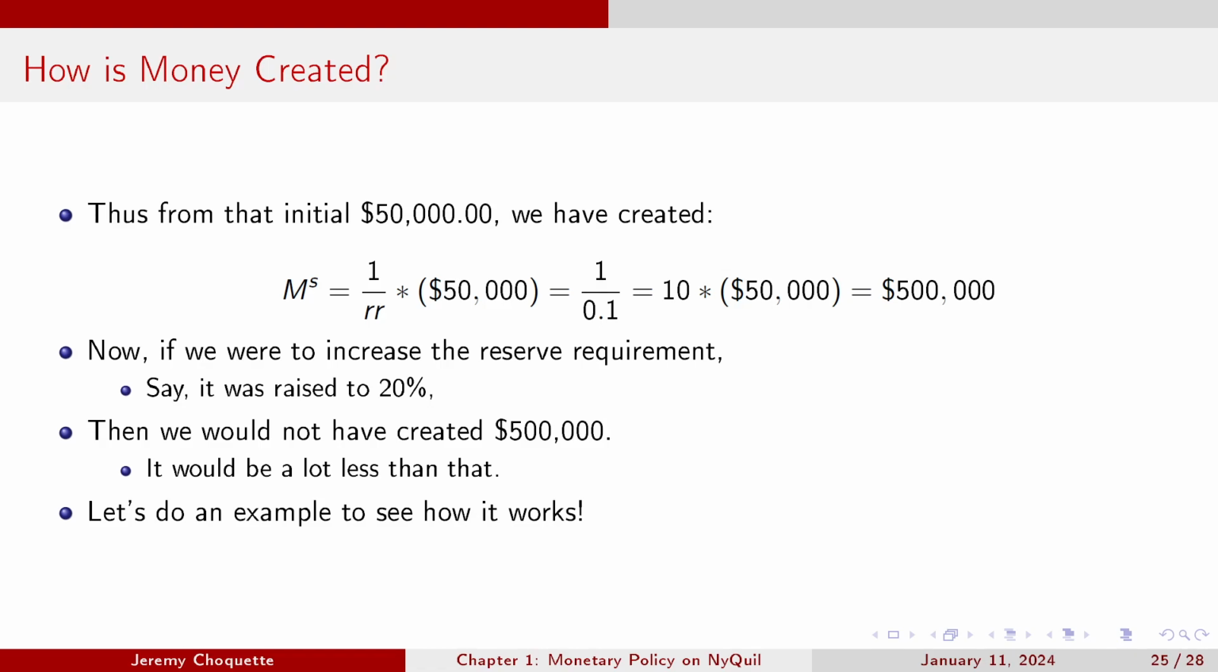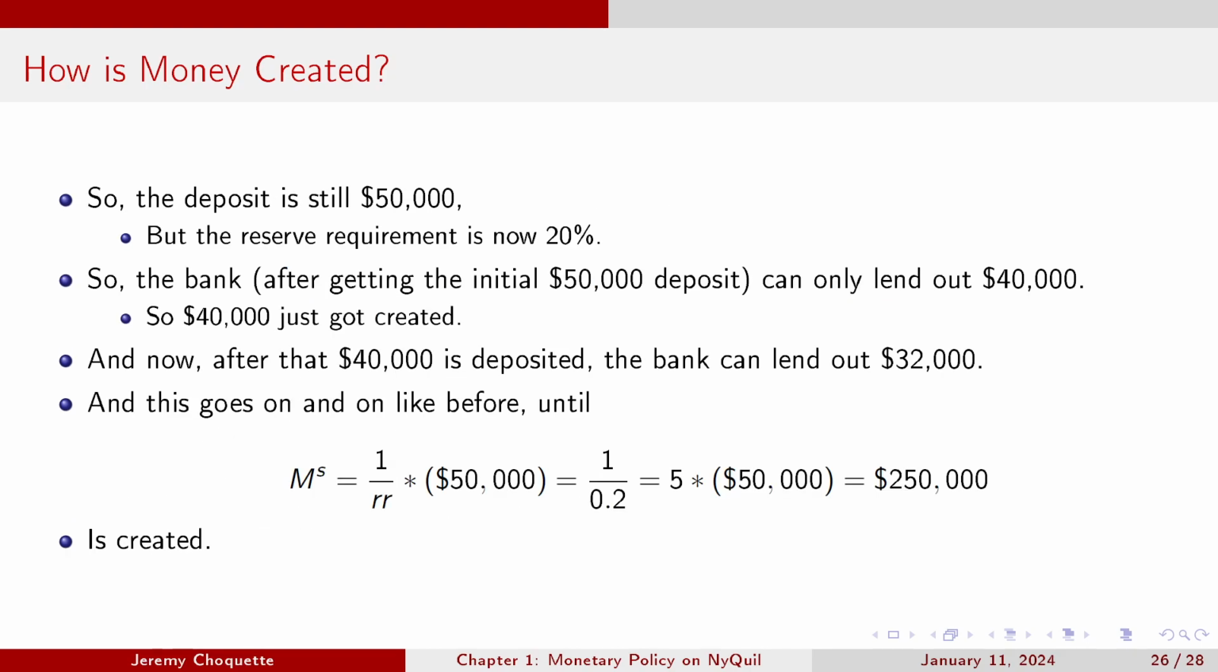Now, if we were to increase the reserve requirement, say to 20%, we wouldn't have created $500,000. It would actually be a lot less than that. So let's do an example to see how that works. The deposit's still $50,000, but now the requirement is 20%. The bank, after getting that initial $50,000 deposit, can now only lend out $40,000. So $40,000 just got created. And after that $40,000 is deposited, the bank can lend out $32,000. And this goes on and on like before, giving us $250,000 rather than $500,000.